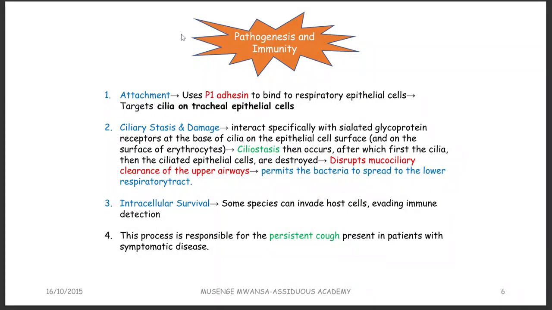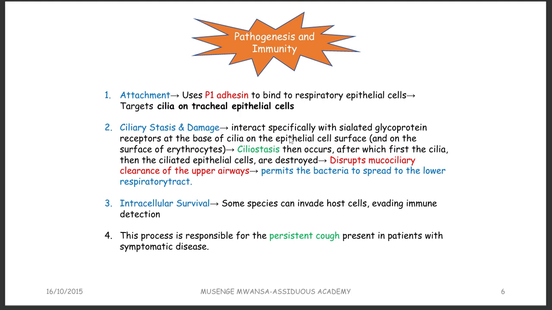The pathogenesis: they have got what we call the P1 adhesin. This P1 adhesin enables the mycoplasma to attach to the epithelium of the respiratory system. They actually specifically target the cilia on tracheal epithelial cells. And then once they attach there, they'll cause ciliary stasis and damage.